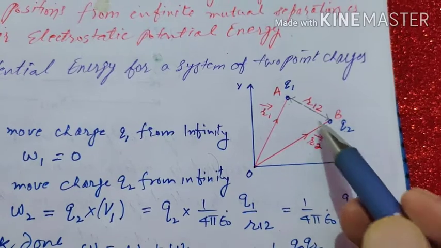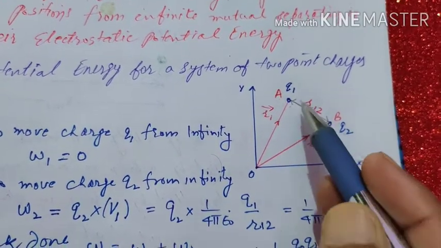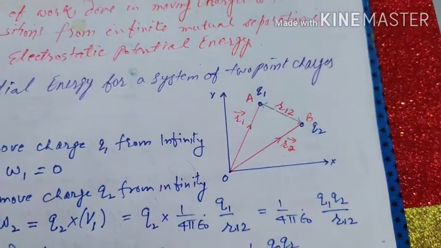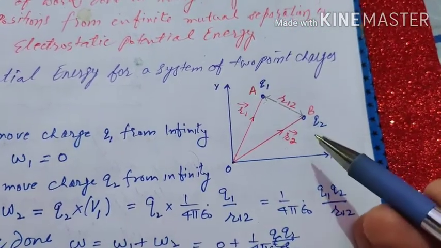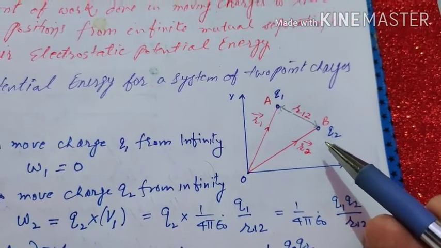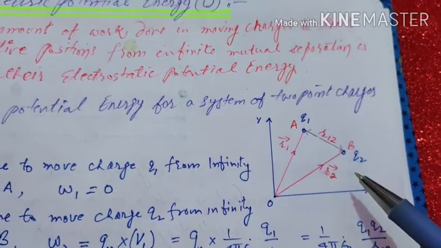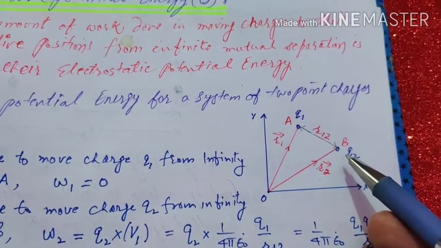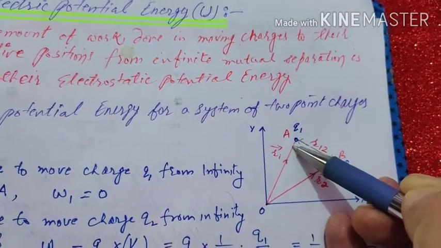In order to calculate their electric potential energy, first suppose that Q1 and Q2 are not here. They are infinitely far away from each other. First I will bring charge Q1 to point A, then I will bring Q2 to point B. Whatever is the total work done, that is equal to electric potential energy. So first I have to bring Q1 from infinity to point A.